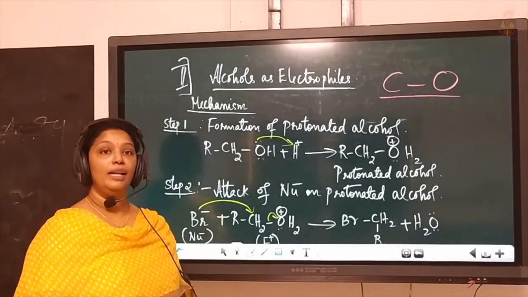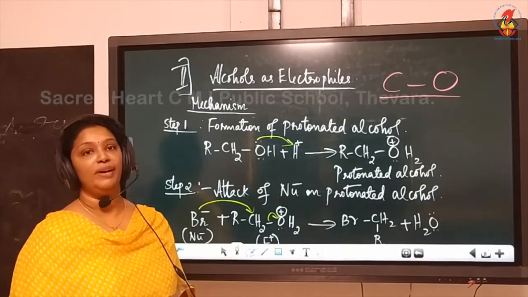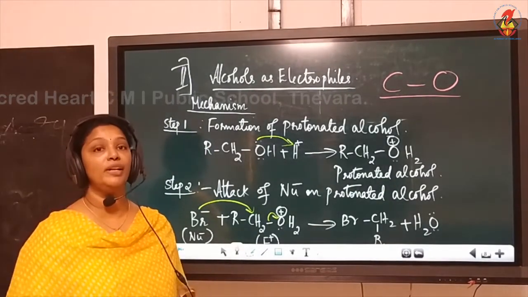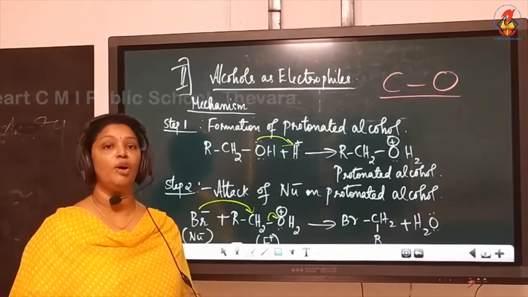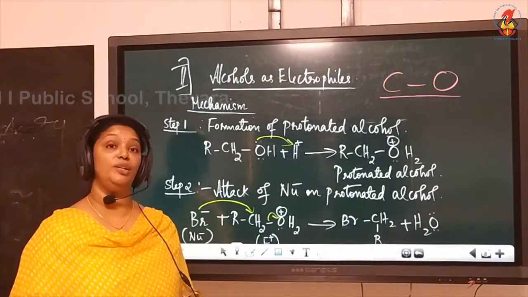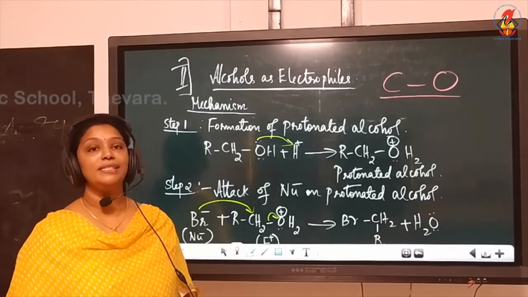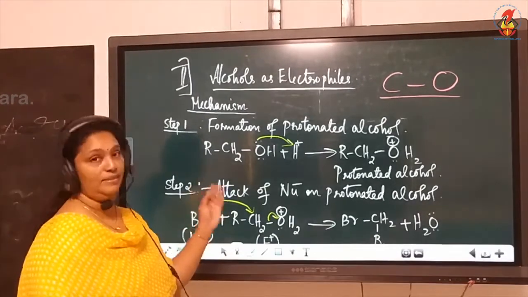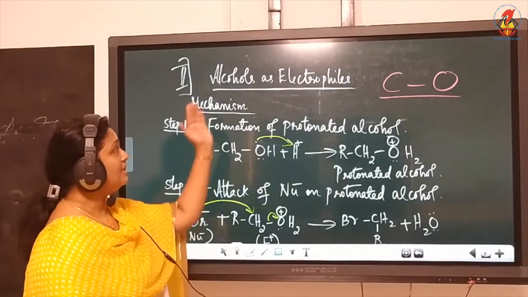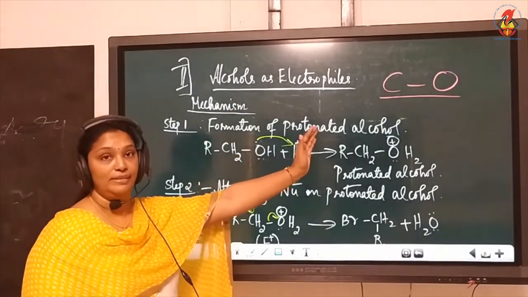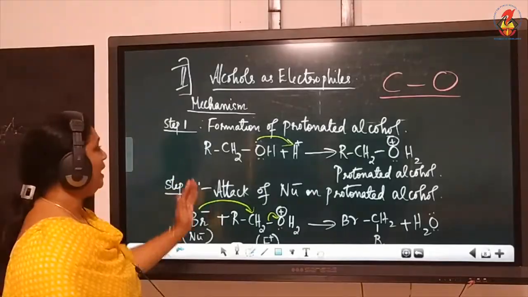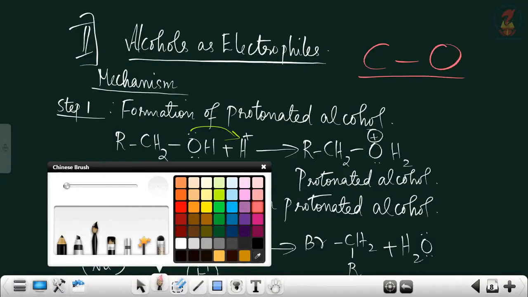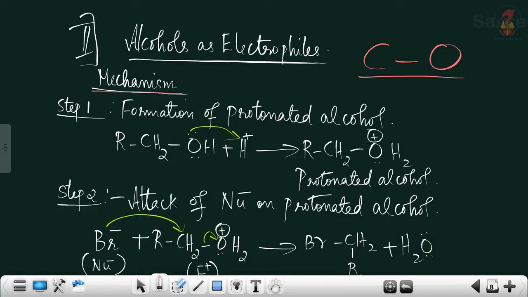And we know alcohols act as nucleophiles because there is the lone pair of electrons on the oxygen atom of alcohol. So it can act as a nucleophile. Now, how does it act as an electrophile? That can be observed from the mechanism where alcohols act as electrophiles. Now, look at the mechanism where the alcohols act as electrophiles.